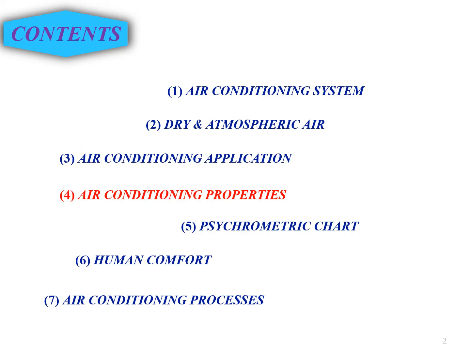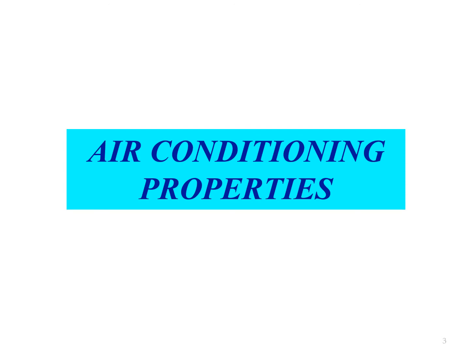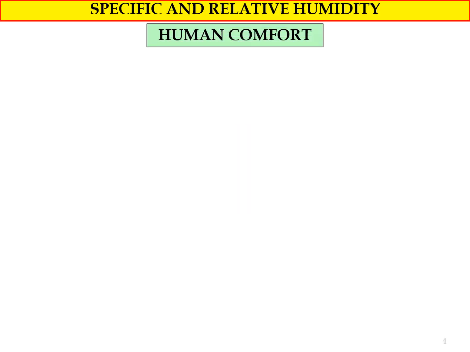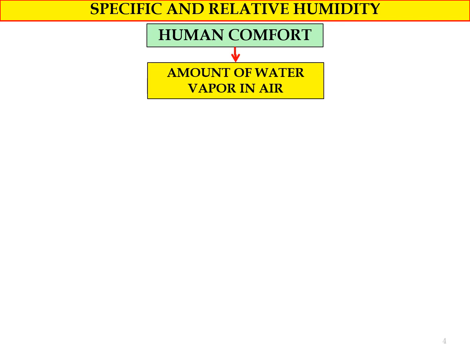In this video, I'm going to explain subtopic number 4, air conditioning properties. Air conditioning properties: specific and relative humidity. So specific humidity is related to human comfort, and it is also related to the amount of water vapor in the air. And as already explained in the previous slide, in the air we have a content of water vapor and also dry air.